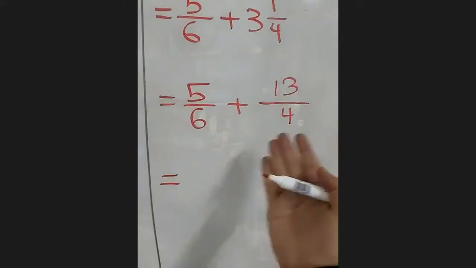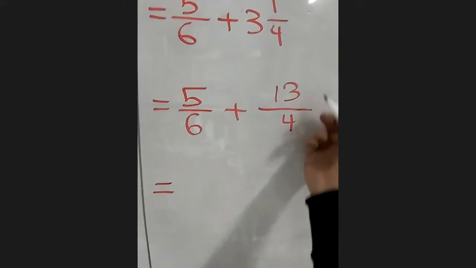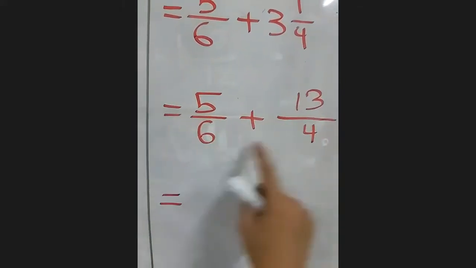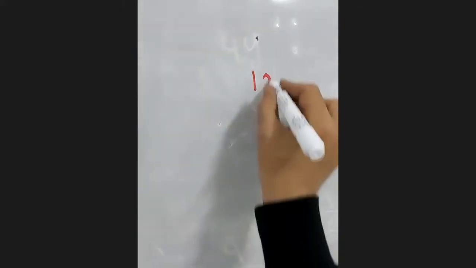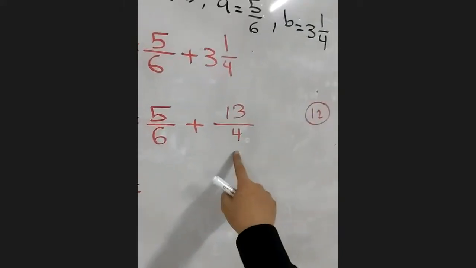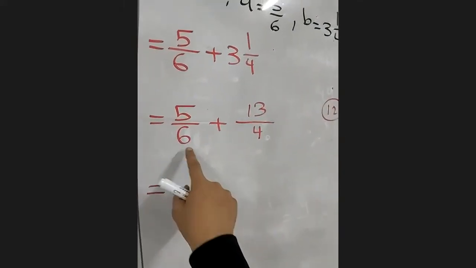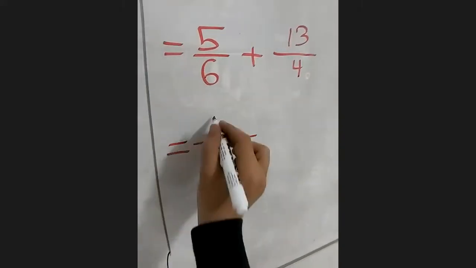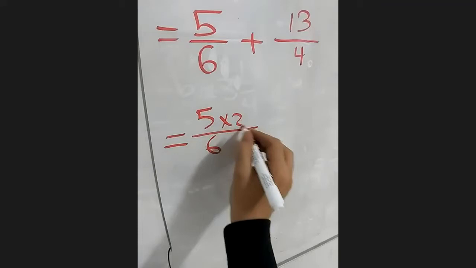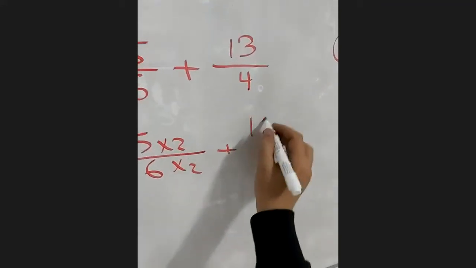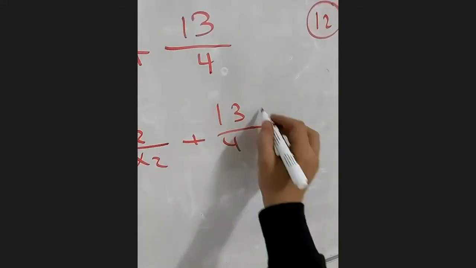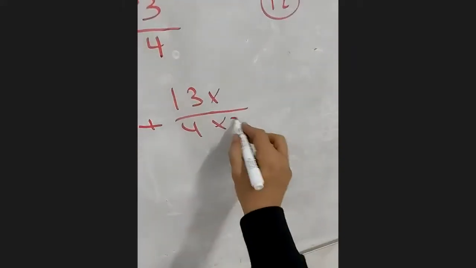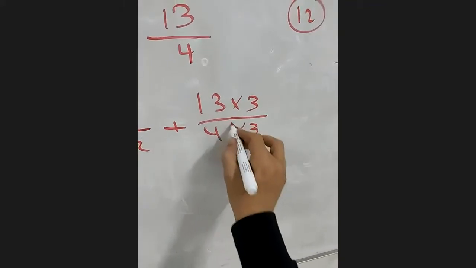But here, no need to multiply 4 by 4 and 6 by 6. It will be big numbers. We can make it smaller numbers. For the 6 and 4, the number 12 exists in the timetable of 4 and the timetable of 6. So I can make 6 to be 12 by multiplying with 2. So I'll multiply up and down by 2. Plus 13 over 4, I can make the 4 to be 12 by multiplying up and down with a 3. So it will be smaller numbers.